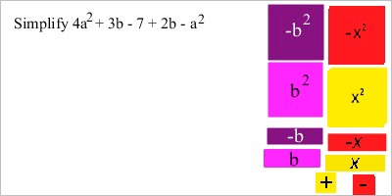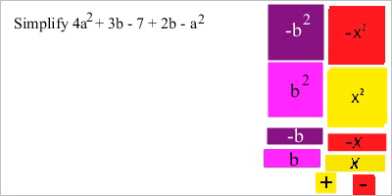In this question, you're asked to simplify the polynomial 4a squared plus 3b minus 7 plus 2b minus a squared. So it has two variables and you simplify it in the same way. When we simplify, we only want one term with each type of variable, whether it's a squared variable or a regular variable.